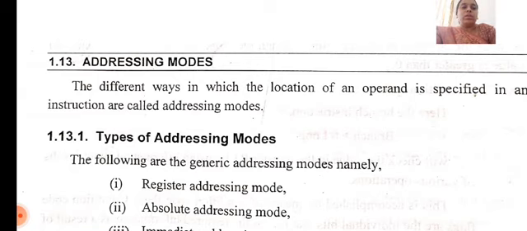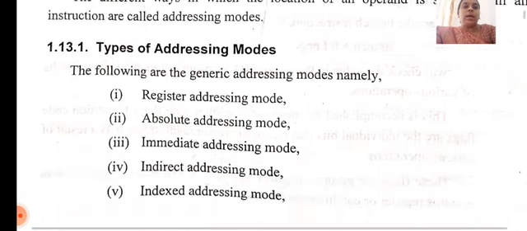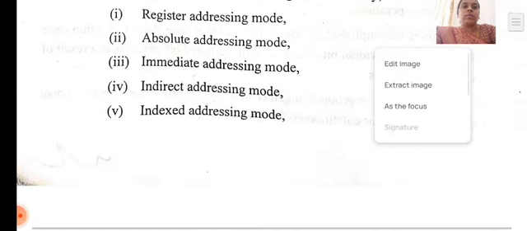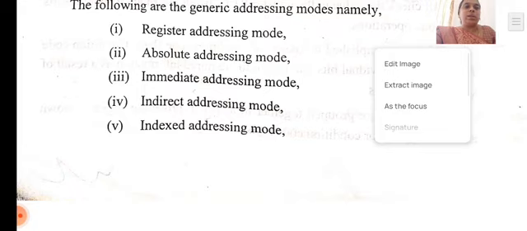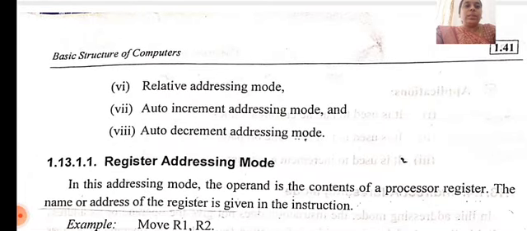The first one is register addressing mode, then absolute addressing mode, immediate addressing mode, indirect addressing mode, and indexed addressing mode. And then relative addressing mode, auto increment addressing mode, and auto decrement addressing mode. The first one, register addressing mode.